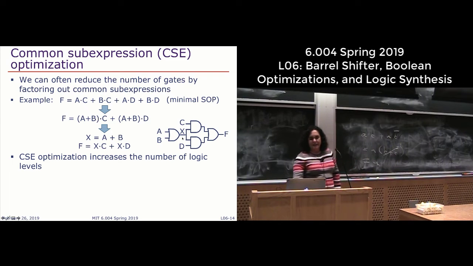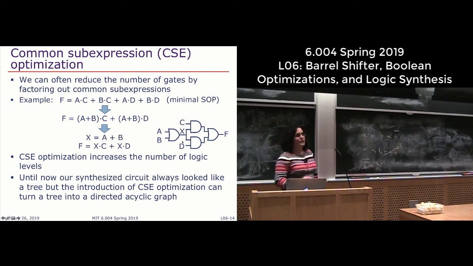But there's one other thing that happened here, which is important to note, which is that until now, all of our circuits have been of a tree structure. And once I introduced this common subexpression, I turned this into an acyclic directed graph rather than a tree, okay, which makes applying some of the other optimizations potentially more complex. And so this is just something that we need to keep in mind when we're actually applying common subexpression elimination.